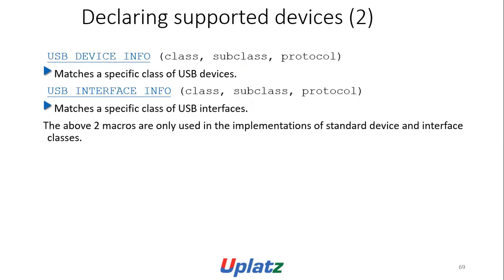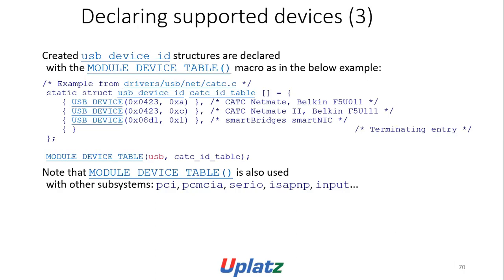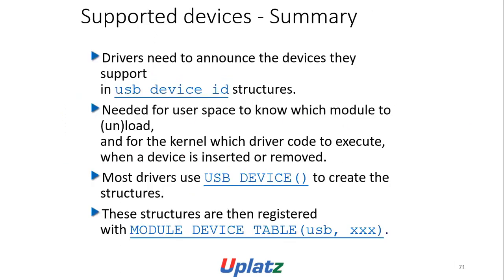USB_DEVICE_INFO(class, subclass, protocol) matches a specific class of devices, and USB_INTERFACE_INFO(class, subclass, protocol) matches a specific class of USB interface. The above two macros are used only in implementation of standard device and interface classes. Declaring supported devices: the usb_device_id structures are declared with MODULE_DEVICE_TABLE, as in the example below. Note that MODULE_DEVICE_TABLE is also used with other subsystems: PCI, PCMCIA, serial, ISA PnP, input, etc.